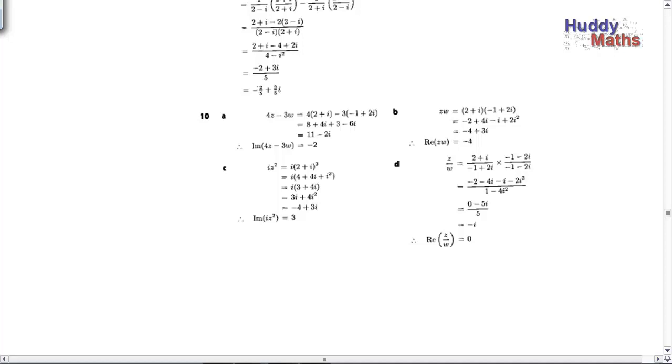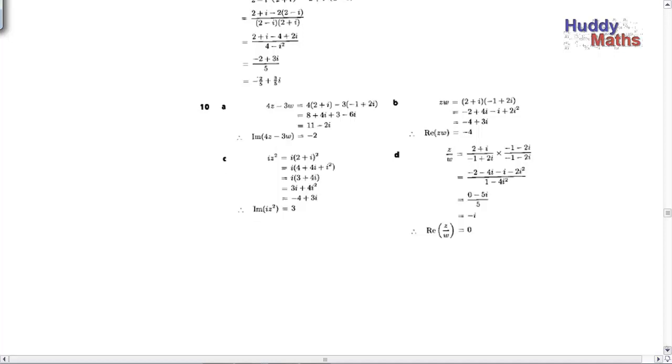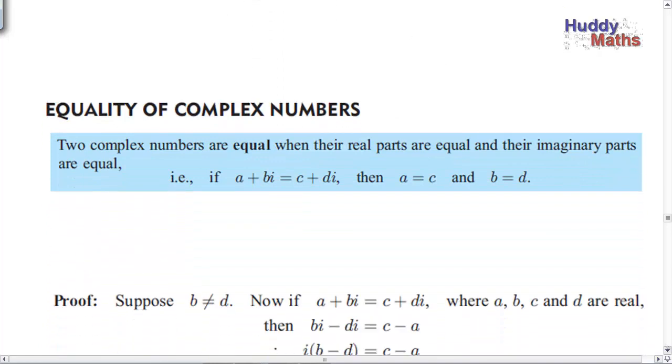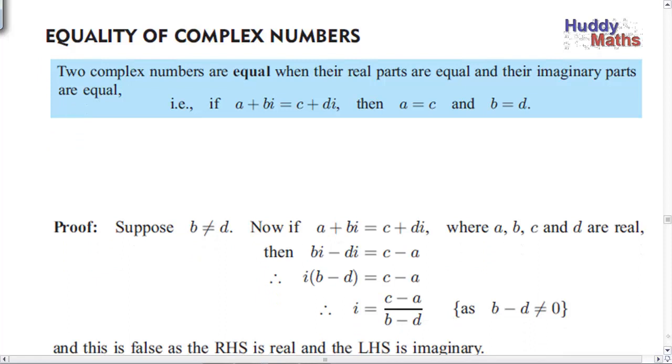All right, let's move on and have a look at equating them. So let's have a look at the theorem and the proof. Two complex numbers are equal when their real parts are equal and their imaginary parts are equal. In other words, you can't make this equal to c plus di by having a different number of i's combined with a different number of a's and somehow magically coming to the same number, because these are kept separate, aren't they?